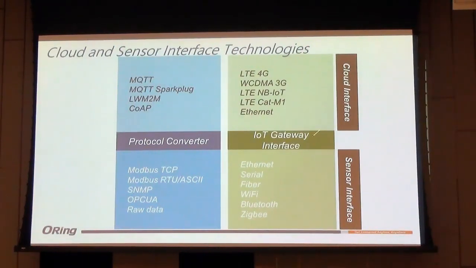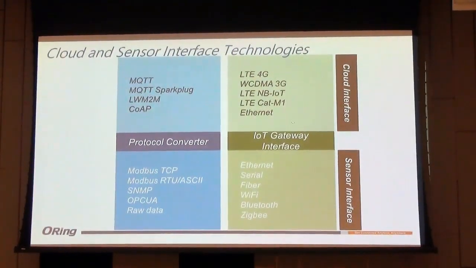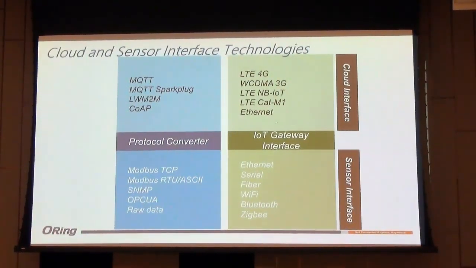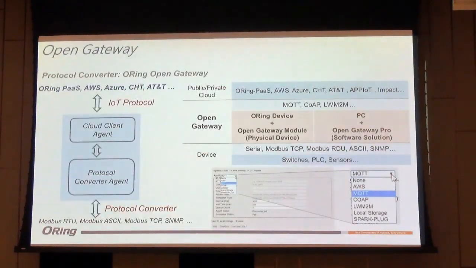And the right side is about the hardware spec. In the open gateway, we use LTE or LTE-M, IoT, Cat1, and Ethernet to connect with the internet. And for the sensor interface, we use Ethernet, serial, fiber, Wi-Fi, Bluetooth, and ZigBee. So this is the open gateway.